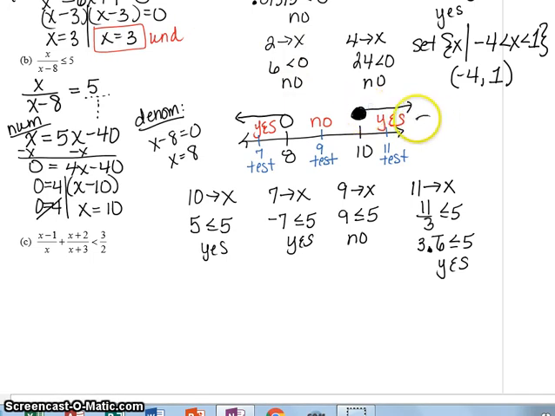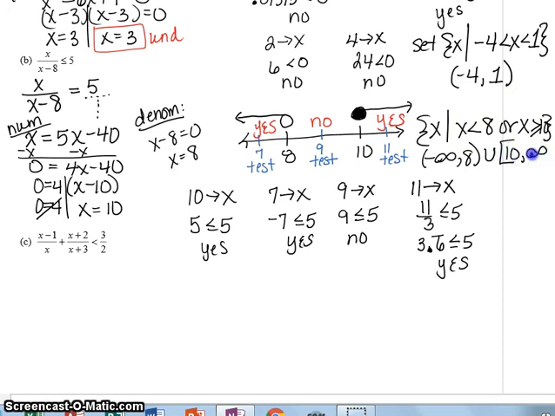So my set notation is going to be: for all x such that, and you're going to read this one over here, x is less than 8 or x is greater than or equal to 10. Okay, that's set notation. Interval notation: you're at negative infinity going up to positive 8, not including 8, or union symbol, starting at 10, square bracket, it's included, all the way to positive infinity.